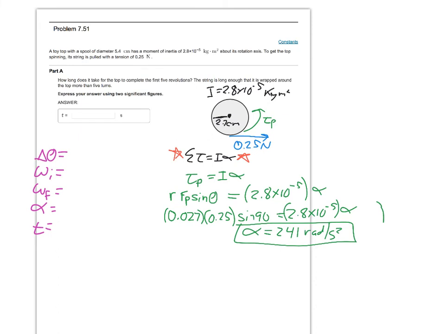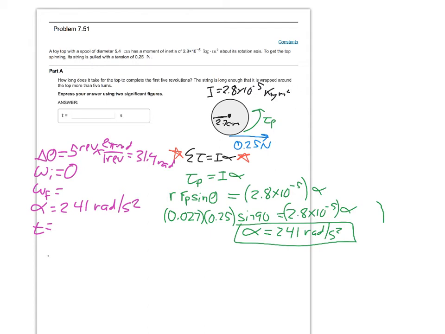Now that I have my angular acceleration, I can go ahead and set up my angular kinematics. I know my initial angular speed is 0. It's starting from rest. I'm worried about how long it takes to go 5 revolutions, so we want to convert that. We know 1 revolution is 2 pi radians, and so we get 31.4 radians for my angular displacement, and I know that my angular acceleration is this 241 radians per second squared.